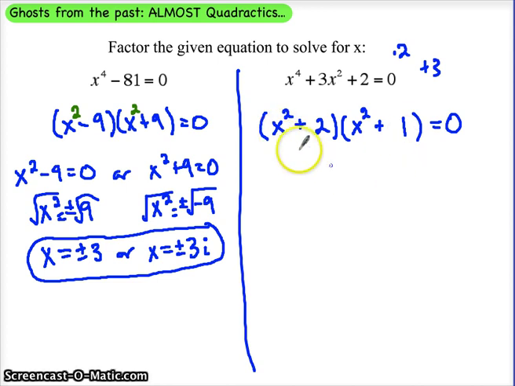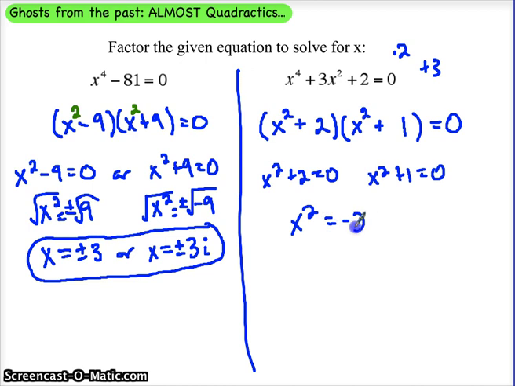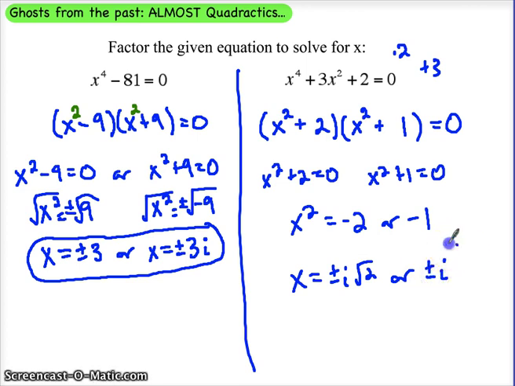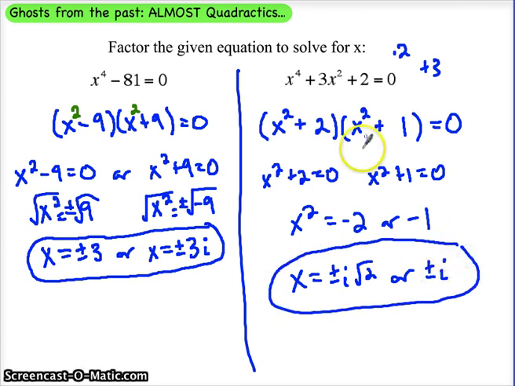And now my outside terms become 1x squared, my inside is 2x squared, and 2x squared plus 1x squared is a 3x squared. Again, split those two things up. x squared plus 2 could equal 0. x squared plus 1 could equal 0. So x squared could equal negative 2 or negative 1, and thus x could equal plus or minus i root 2, since it's not a nice square root, or the square root of negative 1 is just i, and don't forget your plus or minus. So again, we're just going to get more answers because we have more parts.